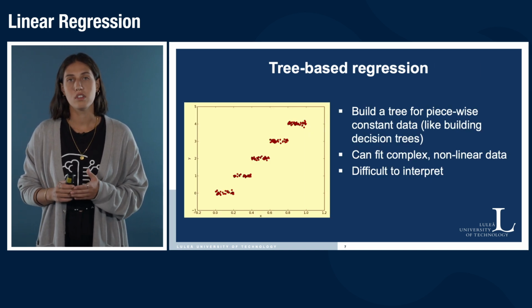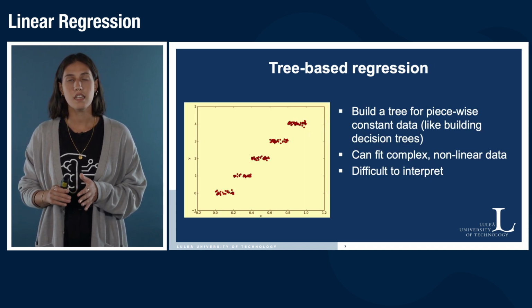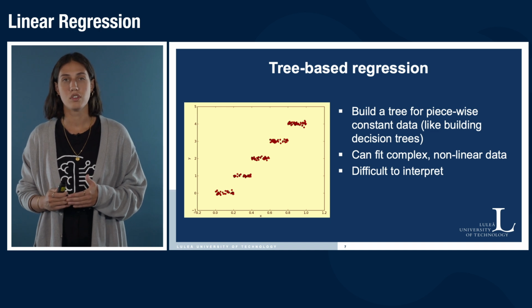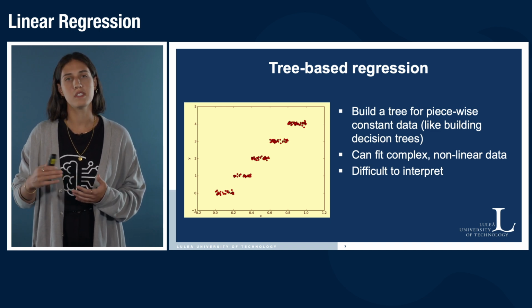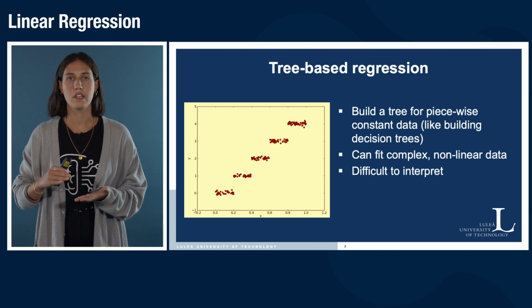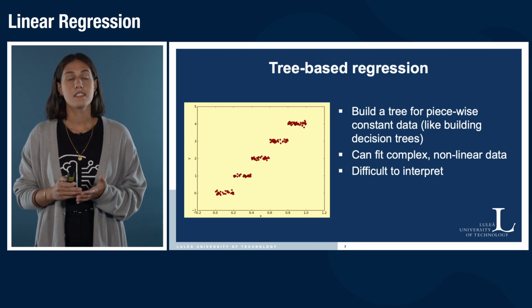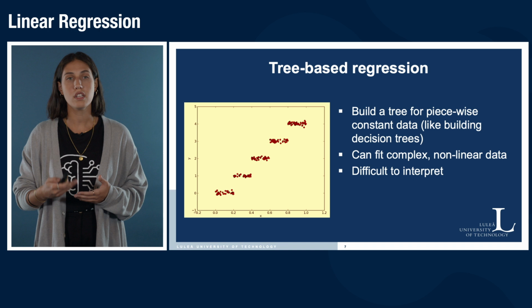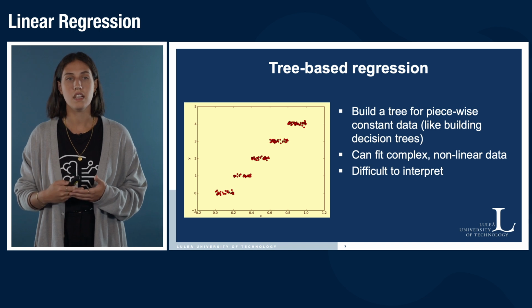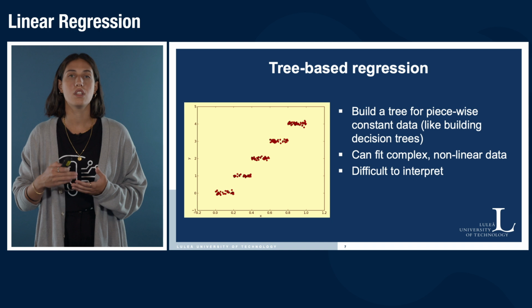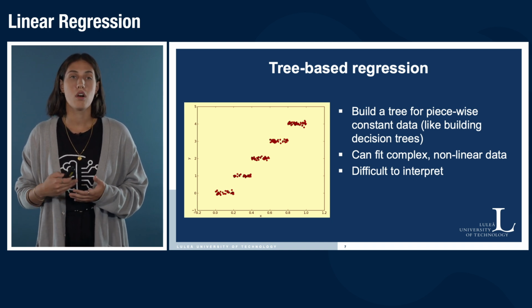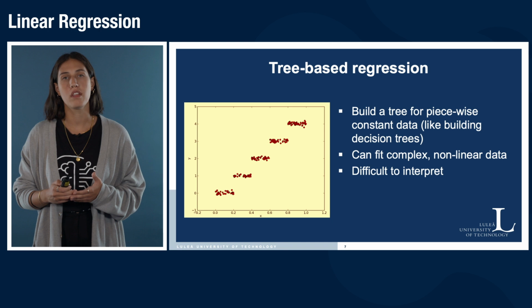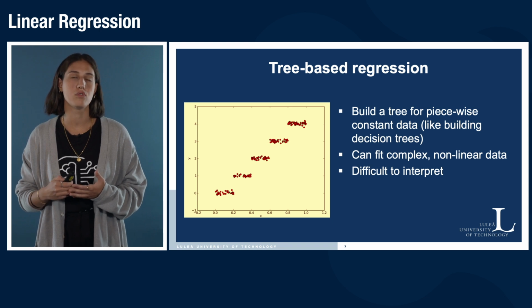Another method that could be used for piecewise constant data is the tree-based regression. For example, you may have data from an elevator that goes to specific floors and rarely in between. In this case, instead of trying to fit some linear model to your data, you can use this decision tree-based approach, where you build a tree for constant data. This method can fit complex, nonlinear data, however, it may be difficult to interpret.